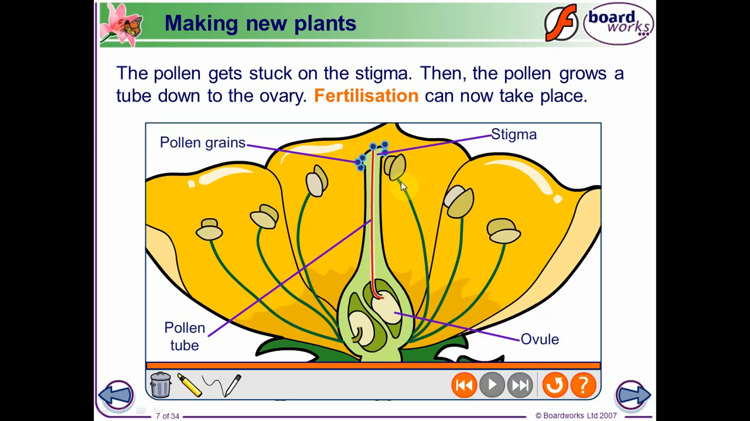So fertilization occurs after pollination, when the pollen grains move to the stigma. It produces something called a pollen tube. The pollen tube moves through the style, and then it reaches the ova. Okay, this is called fertilization.